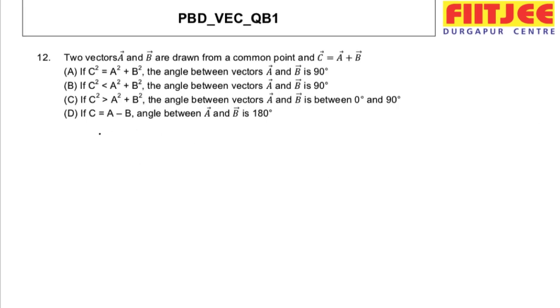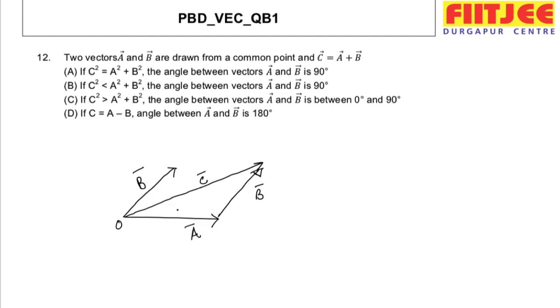Now the question number 12. It says two vectors are drawn from a common point and C is the resultant. Then which option is correct? Okay, so let us first draw them. As you can see, A vector, B vector, they are both passing through this point O. This is the origin of these two vectors. Their tails lie at O. C is the resultant vector of A and B.